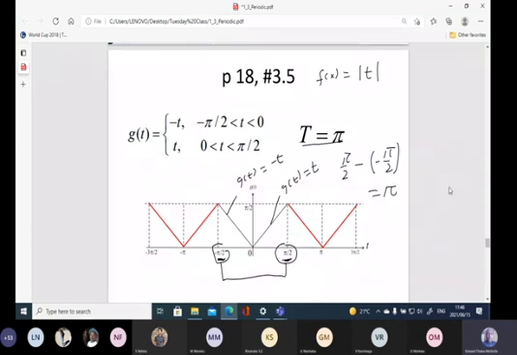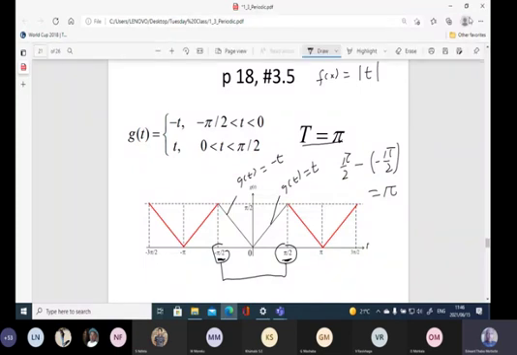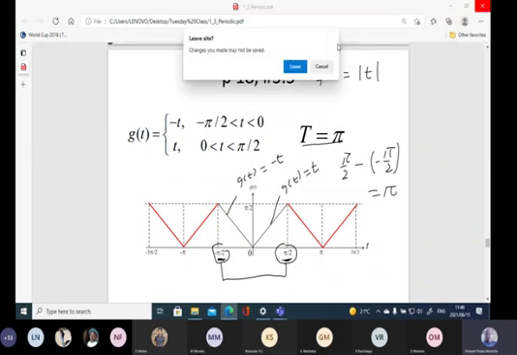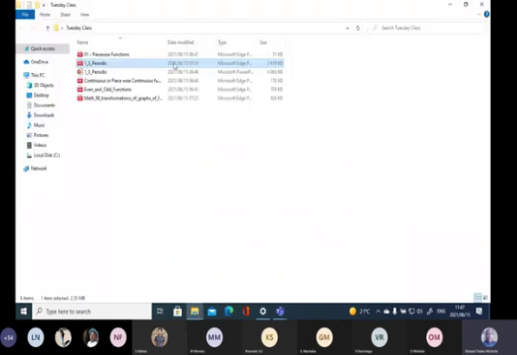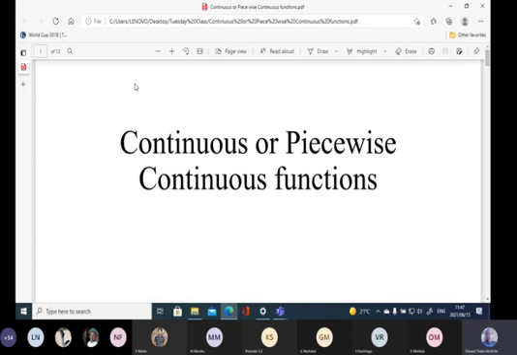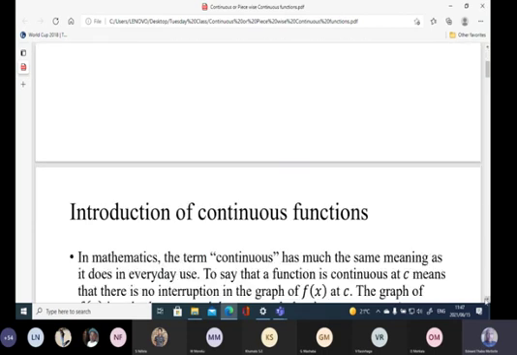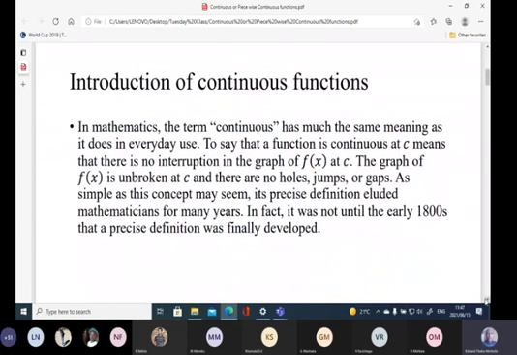Okay. Now, what I'm going to discuss next is what we call continuity. We have discussed that before. So this is what we are going to do: continuous or piecewise continuous functions. So let's discuss this. The first thing, we have discussed continuity before. So this is just a statement.